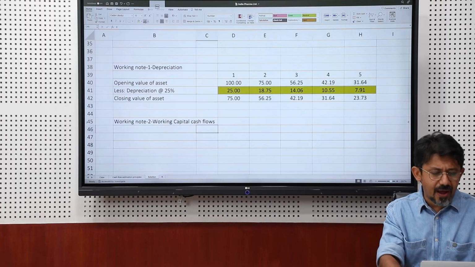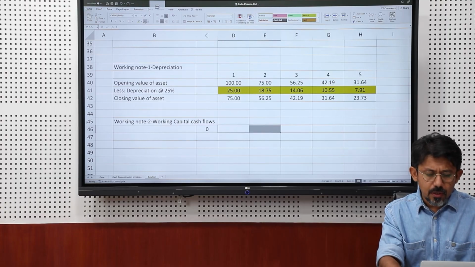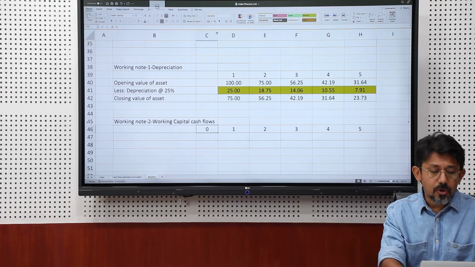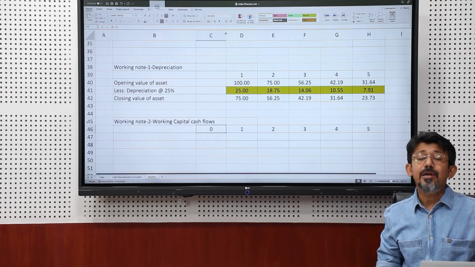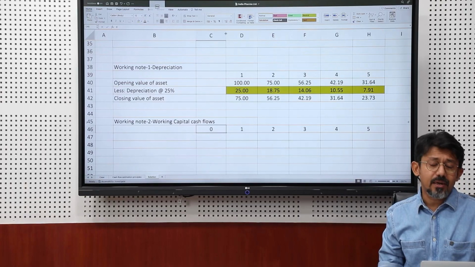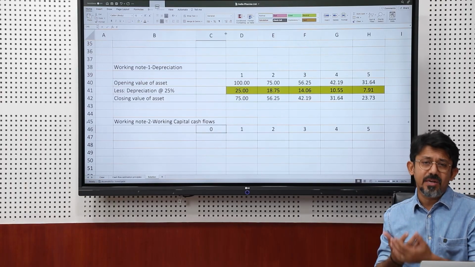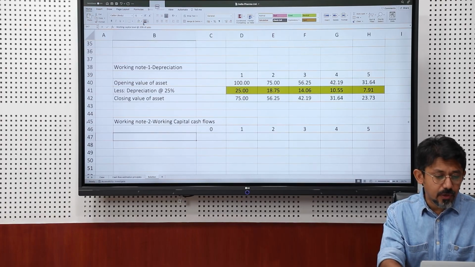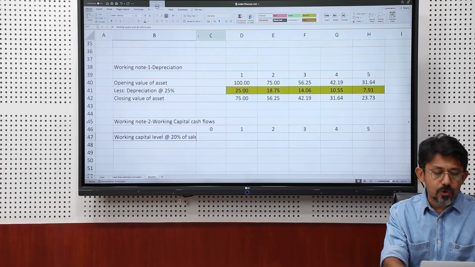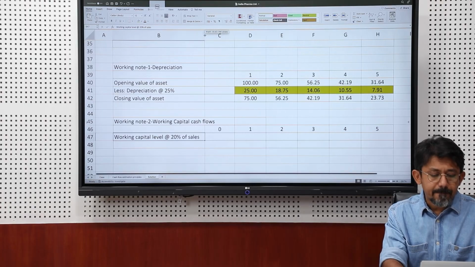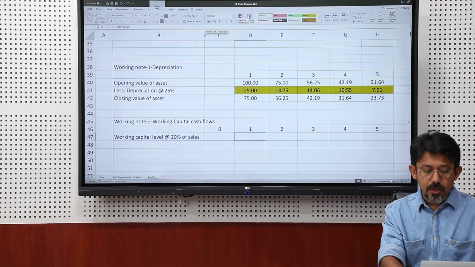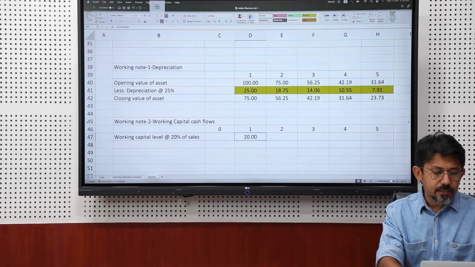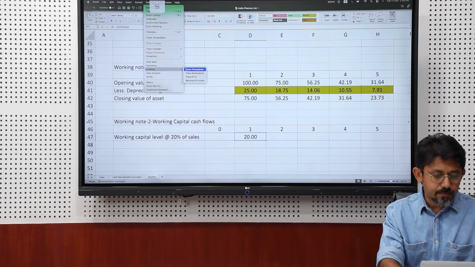Again, we do a 5-year calculation, and we also look at year 0, because year 0 is today, and today is when you start off the project, and today is when you invest the money for working capital. But let us just look at the working capital calculation first. You were told that working capital requirement is 20% of sales. So, 20% of sales is linked in this manner.